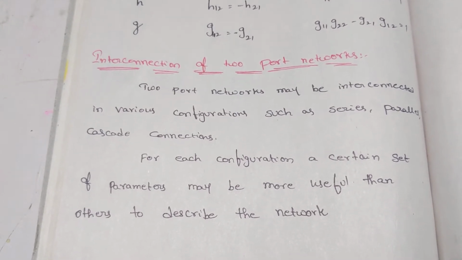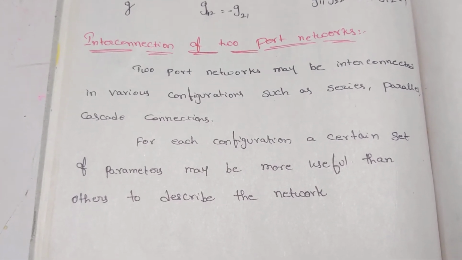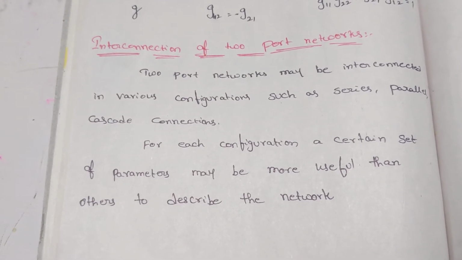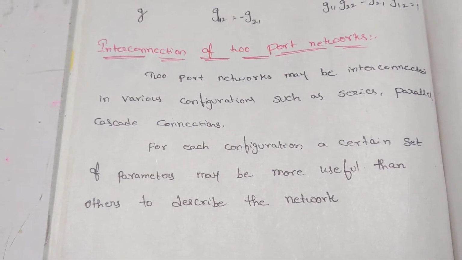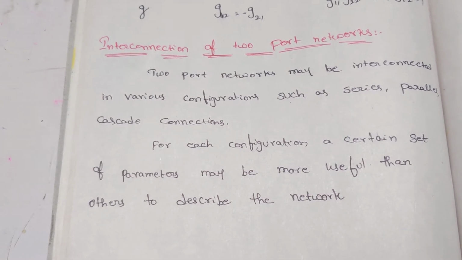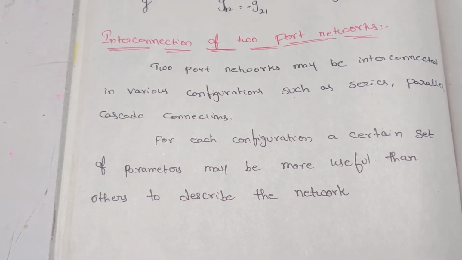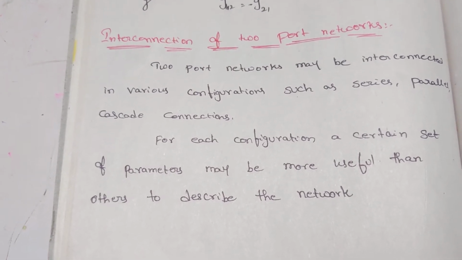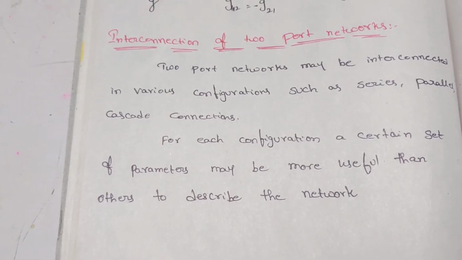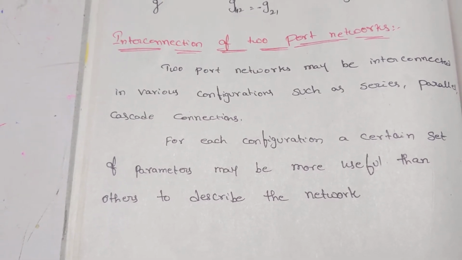As we discussed in our previous videos, two-port networks are nothing but networks consisting of both input as well as output port terminals. So here we are going to consider the interconnections. That means if two networks are interconnected, maybe in series, parallel, or cascading configurations, which parameters will be affected, and which parameters give the detailed explanation of those connections, we are going to see in today's video.